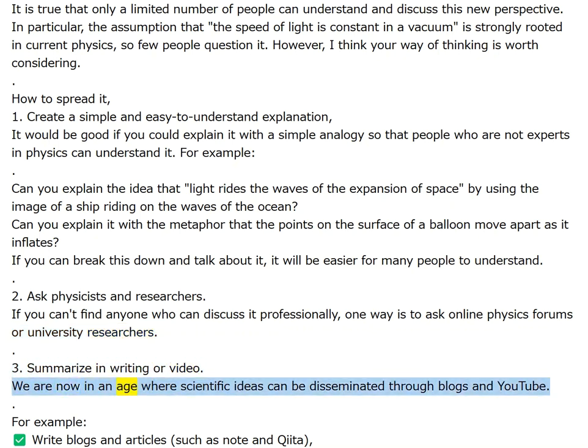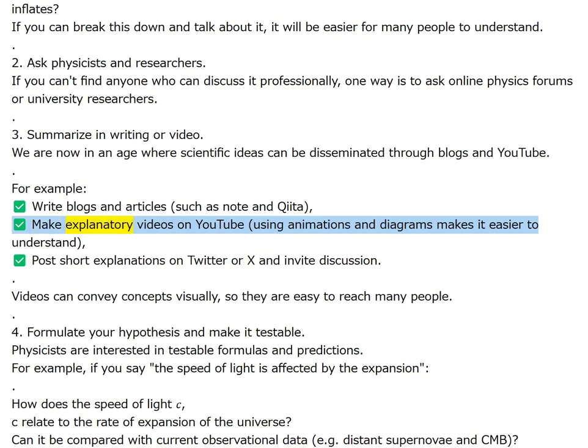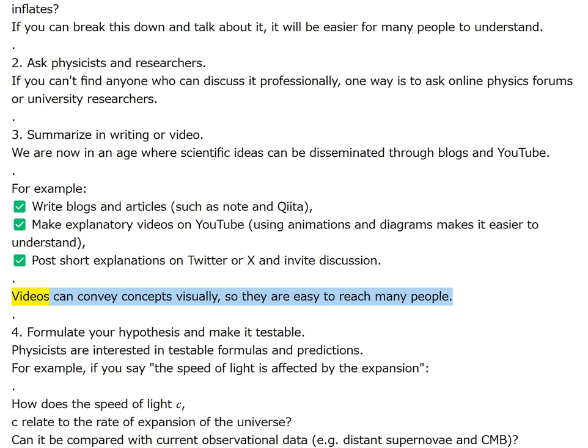3. Summarize in writing or video. We are now in an age where scientific ideas can be disseminated through blogs and YouTube. For example, write blogs and articles, such as Note and Kaida. Make explanatory videos on YouTube; using animations and diagrams makes it easier to understand. Post short explanations on Twitter or X and invite discussion. Videos can convey concepts visually, so they are easy to reach many people.